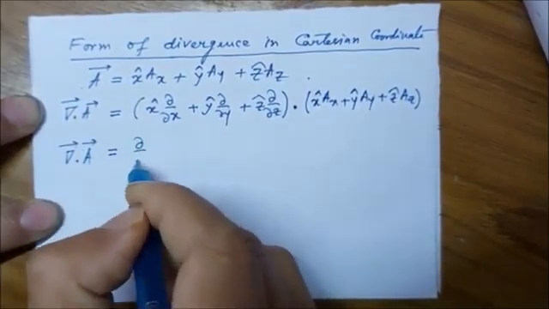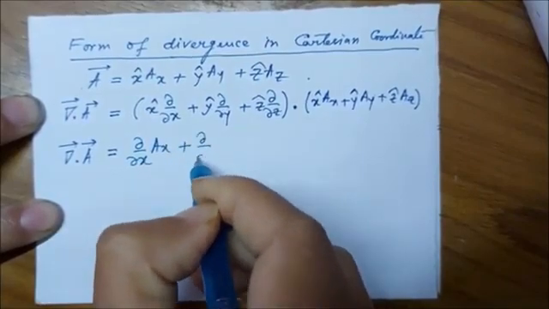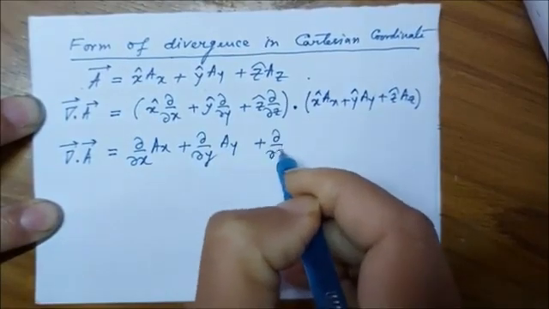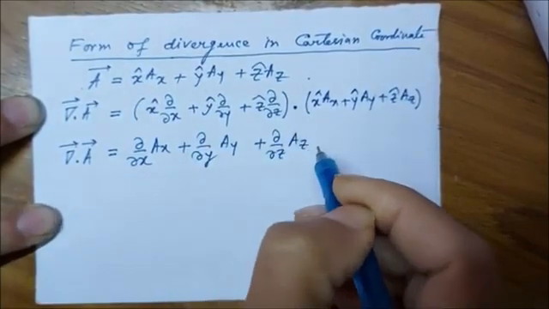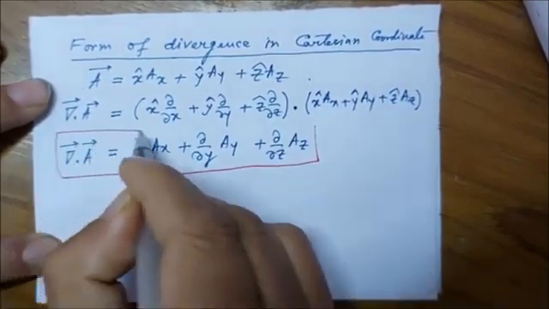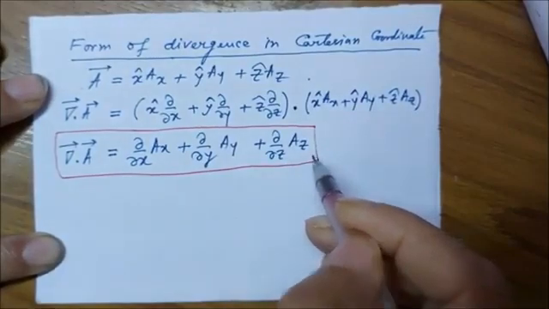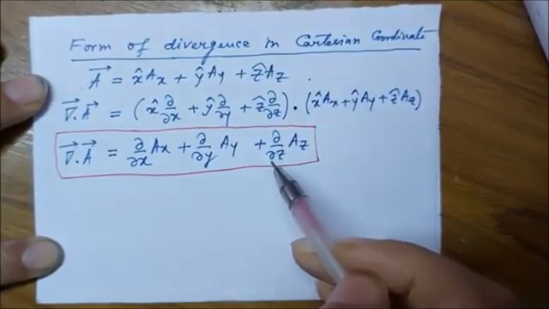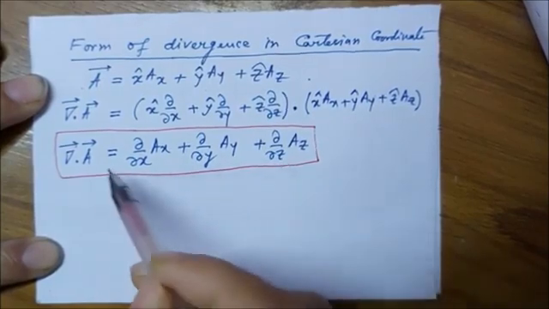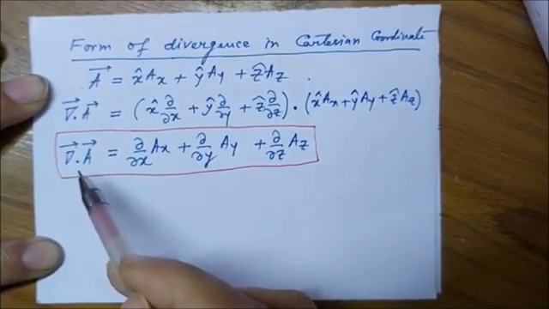and this is del x of Ax plus del del y of Ay plus del del z of Az. So this is the form of divergence in Cartesian coordinate system. We will now give an example through which we will establish what divergence A really means, or what is its physical significance.